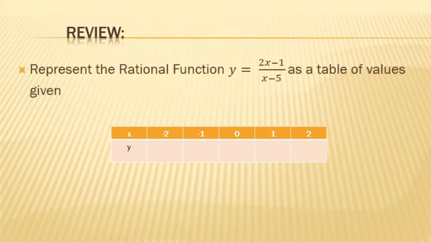So, review. Represent the rational function y is equal to 2x minus 1 over x minus 5 as a table of values. Given, our x is negative 2, negative 1, 0, 1, and 2. So, ang gagawin natin is isa-substitute natin itong mga values ni x para makuha natin si y. Kasi function na siya. So, ang magiging answer is 5 over 7, 1 half, 1 fifth, negative 1 over 4, and negative 1.